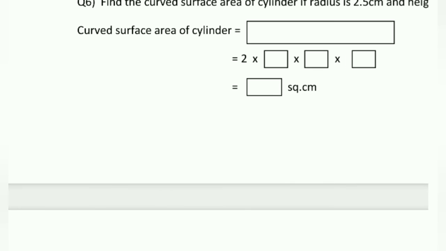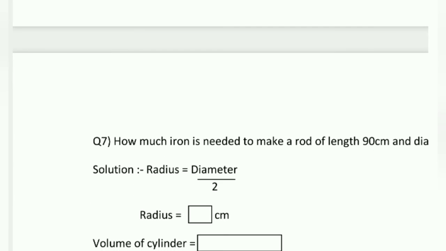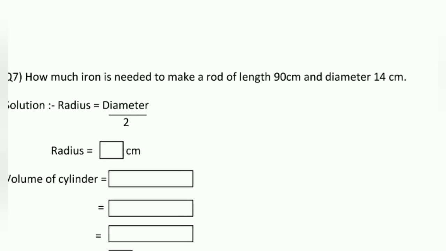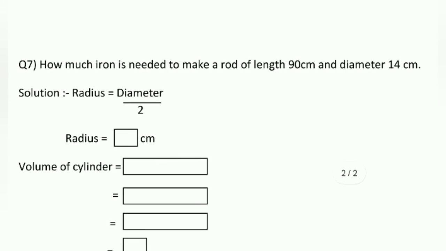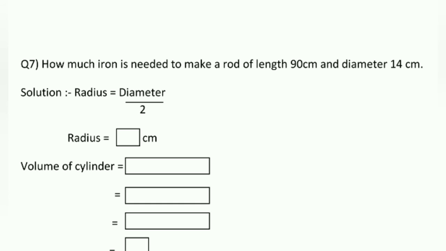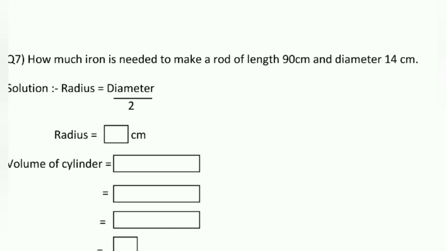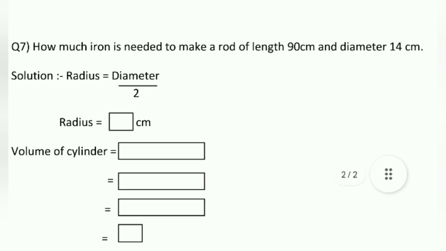Here also the unit of measurement is given. Now the 7th question: how much iron is needed to make a rod of length 90 centimeter and diameter 14 centimeter? The radius formula is already given in the question itself. In the solution I have written, you just have to substitute the value. What is radius? Diameter upon 2. Diameter is given as 14. So 14 upon 2 is how much? That is 7 centimeter. So radius you will get here is 7.